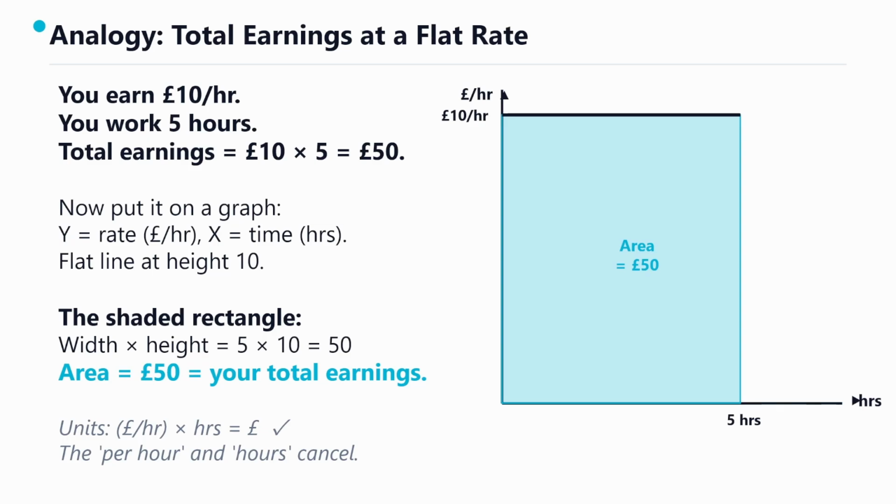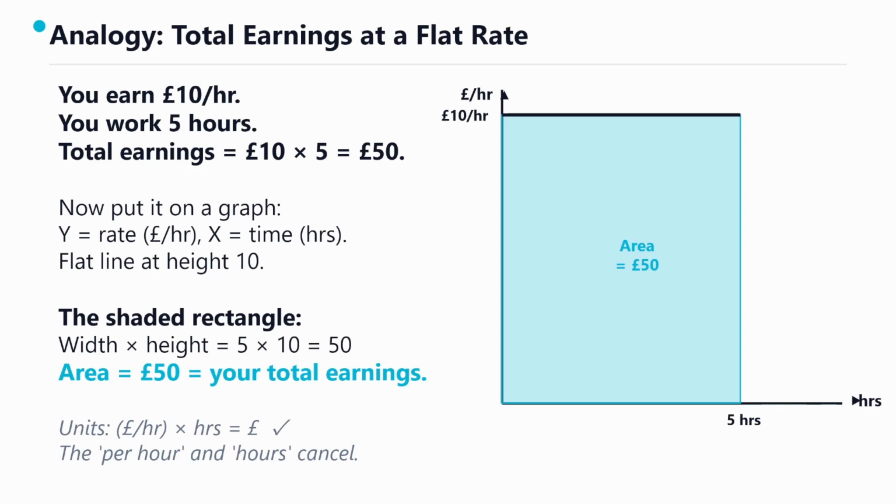Now, put it on a graph, hourly rate on the y-axis, time on the x-axis. The line sits flat at 10. Draw a rectangle from 0 to 5 hours, height of 10. The area, that's 5 times 10, that's 50. And the area is £50. So the area is your earnings.